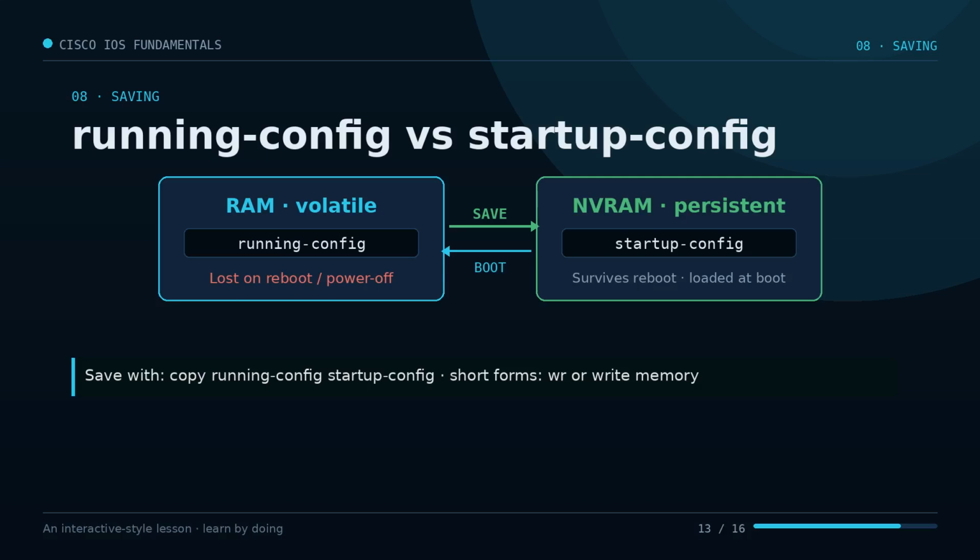Here's the concept beginners trip on most. The device holds two configuration files. The running config lives in RAM. Every command you type takes effect there immediately, but RAM is wiped on reboot. The startup config lives in NVRAM, and that's the copy loaded when the device boots. So the running config is live but temporary. The startup config is saved and permanent. To make your changes survive a reboot, you copy the running config to the startup config. The short forms are wr, or write memory. If your configuration worked before a reboot but vanished after, it was never saved.